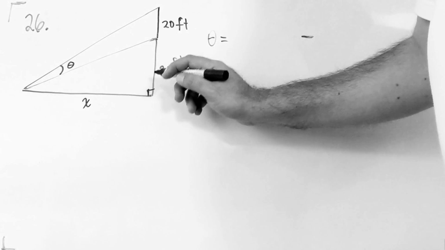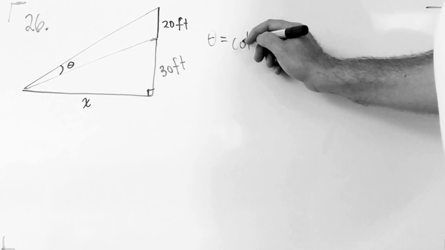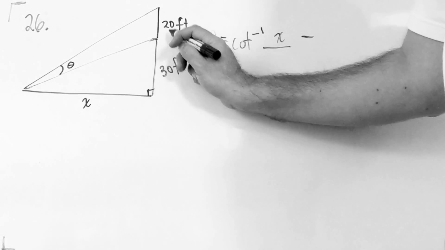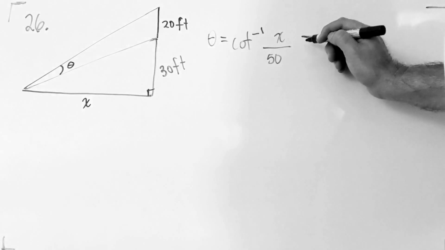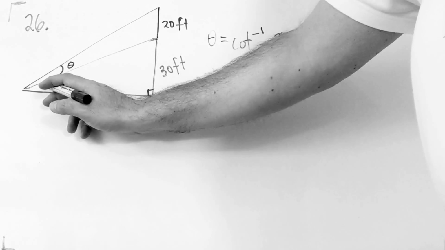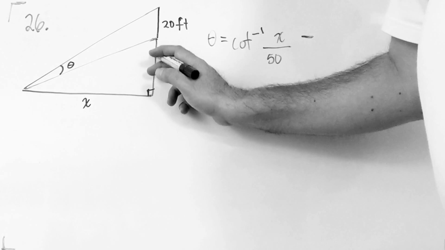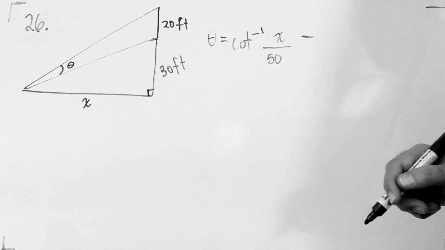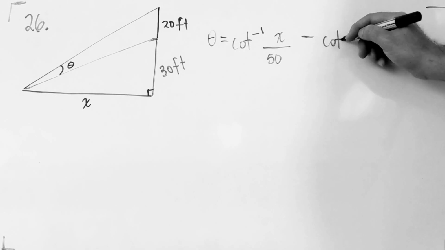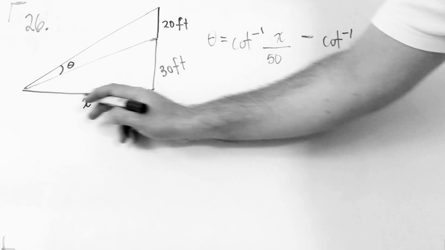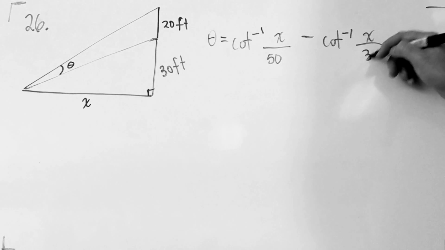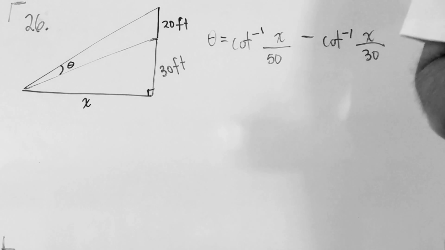The first one is the arccotangent of adjacent x over opposite, and in this case opposite is 50 feet, minus this angle, the smaller acute angle in the blue right triangle, and that would be arccotangent of adjacent x over opposite, which is 30 feet. And that would be the answer to part A.